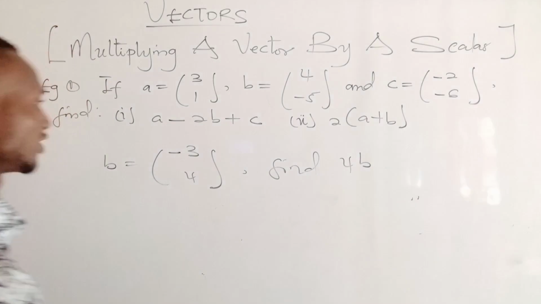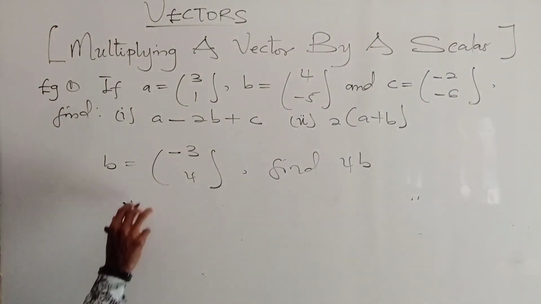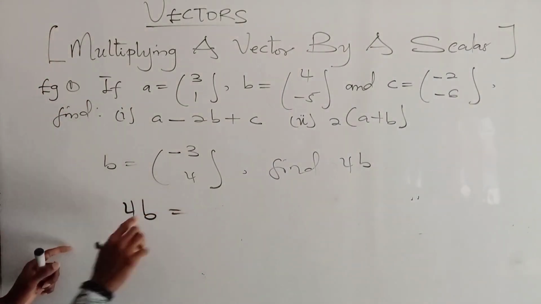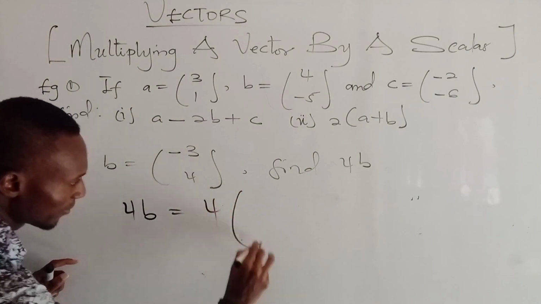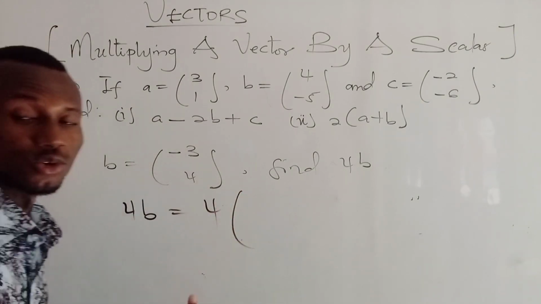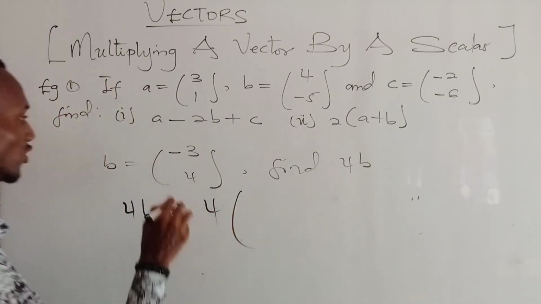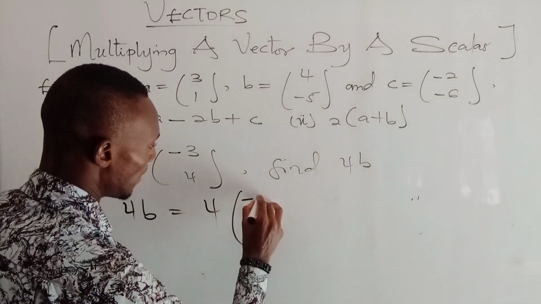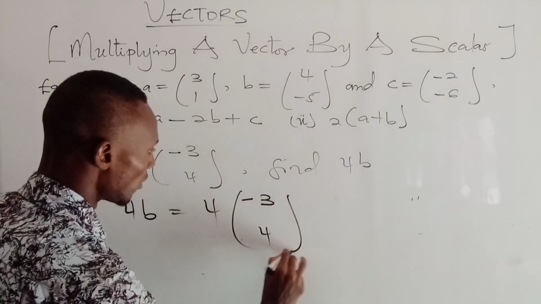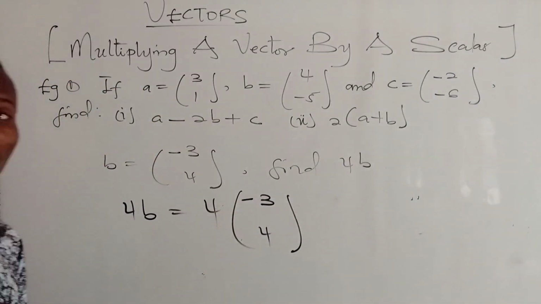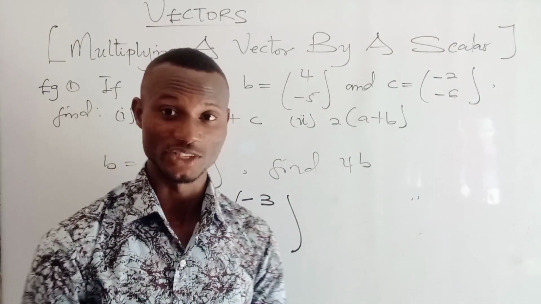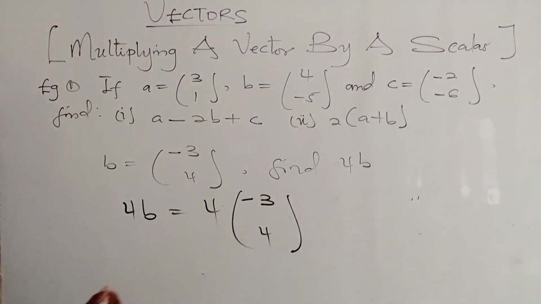So let's go ahead. When I take my 4b to simplify, I'll write my 4, then I'll bring my brackets, then I'll put the value of the vector b there. The vector b is given to be -3, 4. I hope you understand and you agree up to this point. So let's go ahead and simplify further.